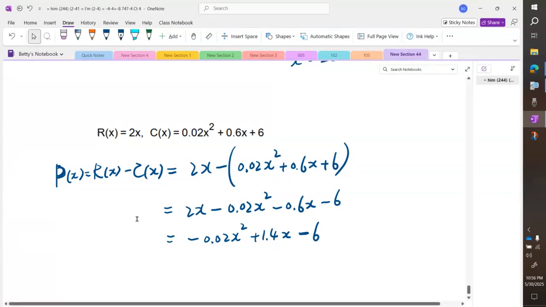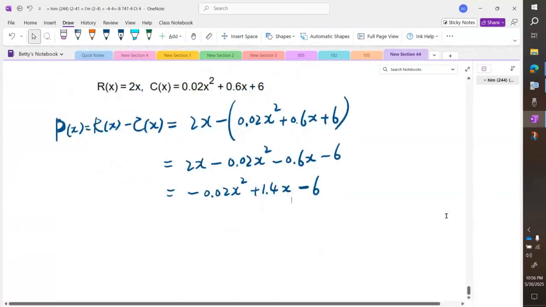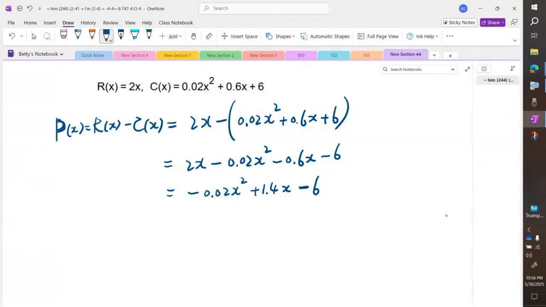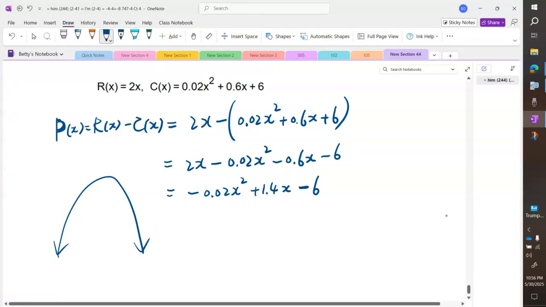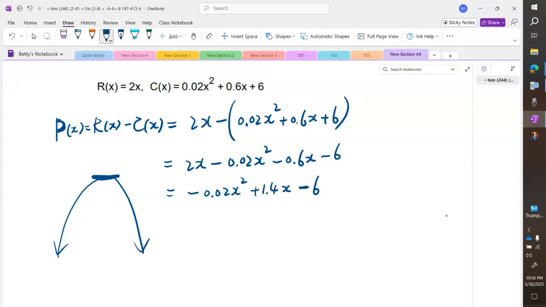So the profit function is a parabola. I hope you see that. Since the leading coefficient is negative, the parabola opens downwards, right? And it does have a maximum. So the maximum is going to occur at the vertex. Do you guys still remember h comma k? Oh, we actually don't have to do that, right? Since we have already learned the derivative. So let's take a derivative.